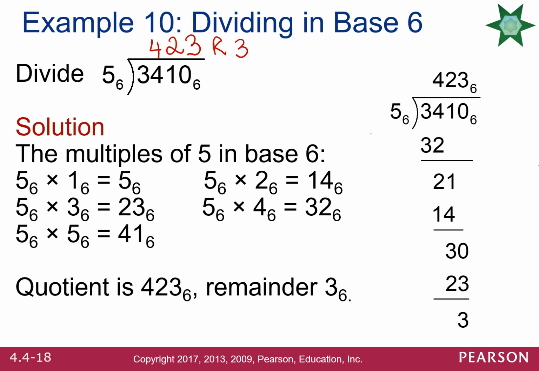So the quotient is 423 base 6 and the remainder is 3 base 6. So that's how you have to write eventually the final answer with the base shown as the subscript. Okay.